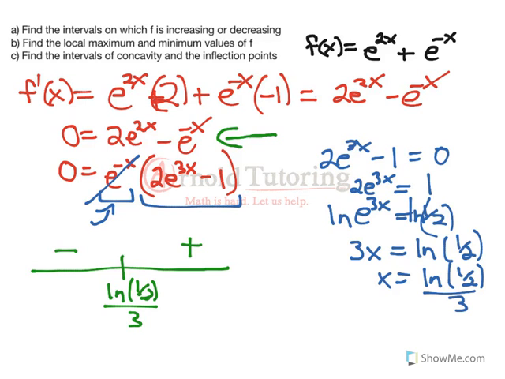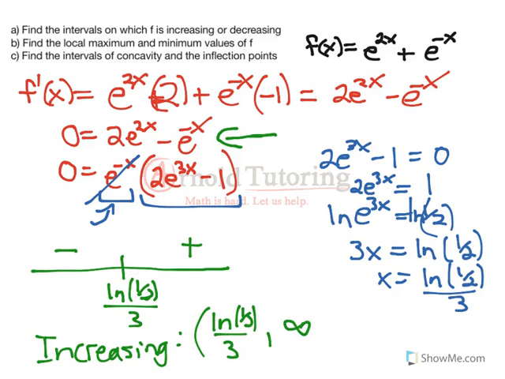Therefore, our domain for increasing: the function is increasing wherever the derivative is positive. So that's from ln of a half over 3 forward to infinity. For decreasing, it's negative infinity, because we can put any x value into exponents. It just alters the actual value that comes out. So from negative infinity to that point, ln of a half over 3.